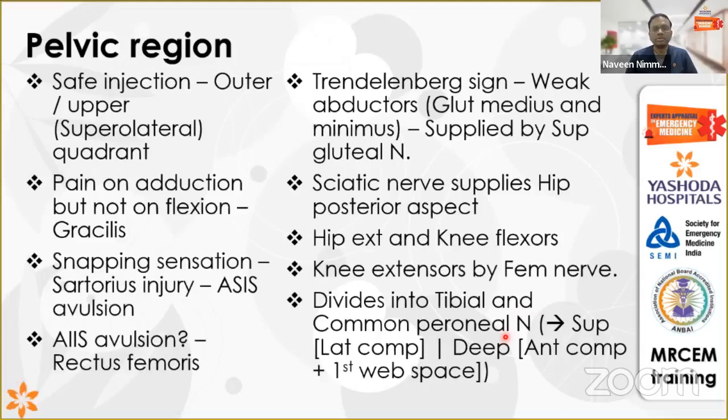So when they say there is foot drop, that means they are trying to tell you deep peroneal is affected. So deep peroneal, one more hint is it supplies the first web space area. So between the great toe and second toe, the cutaneous supply is by deep peroneal. When they say first web space is affected, they are trying to tell you about the deep peroneal.